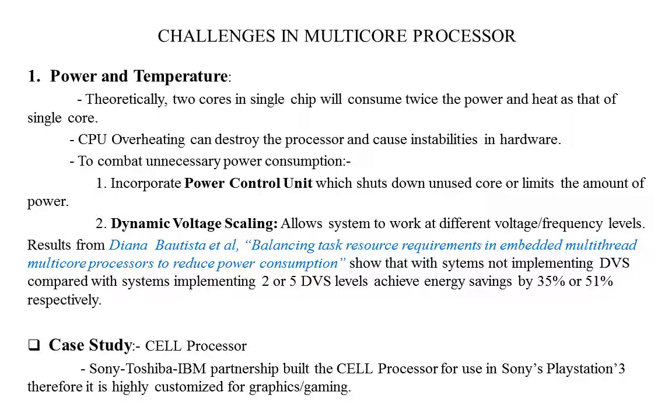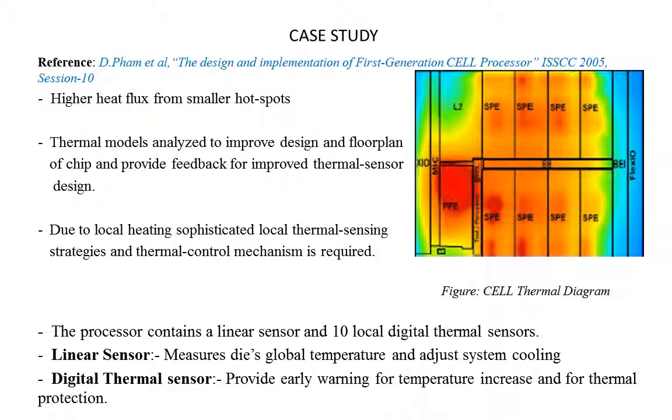We will now look at a case study of a cell processor which follows a curious way of temperature monitoring. The cell processor consists of a 64-bit power processing element, multiple synergistic processor elements, a memory interface controller, caches, interfaces, buses, and a pervasive unit which supports extensive test, monitoring, and debug functions. From the thermal diagram, we can see that there is a higher heat flux from a smaller hotspot which hinders spreading of heat across the silicon substrate.